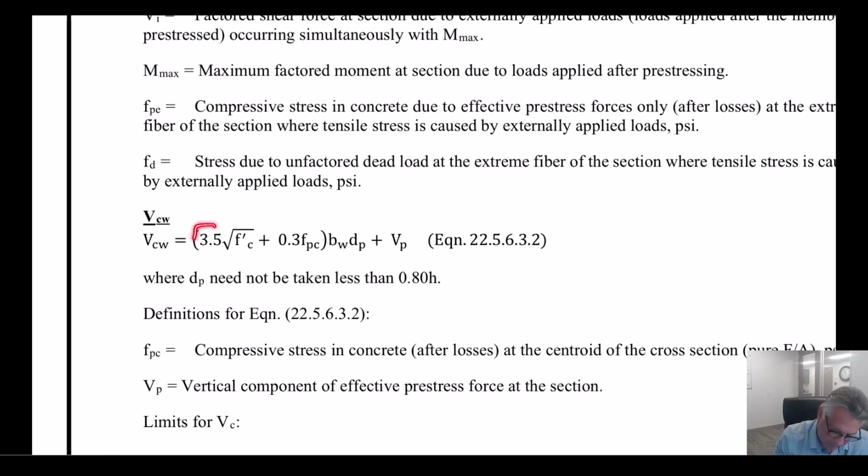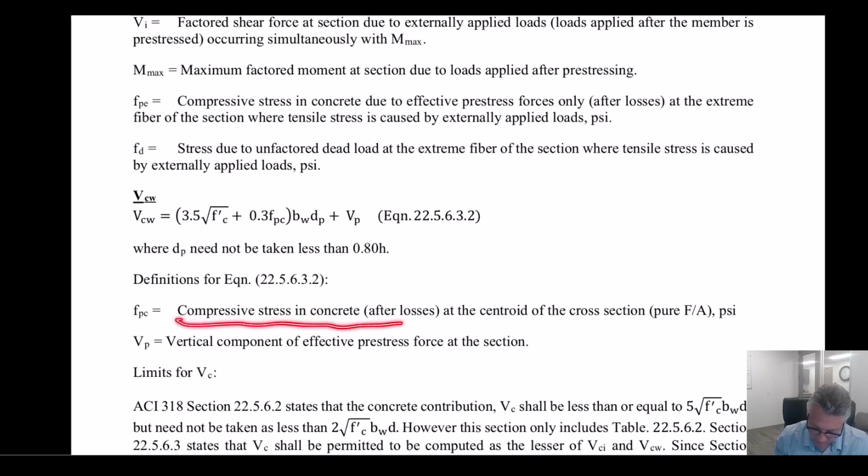I don't know why, but they start at the 3.5 square root f prime c, and then add 30% of the direct pre-compression. The FPC, compressive stress in the concrete after losses at the centroid of the section. So just F over A. What is the average compression in the member? Makes sense. It makes sense that when you look at a beam, that squeezing it would increase the shear capacity. I hope that makes sense to you.